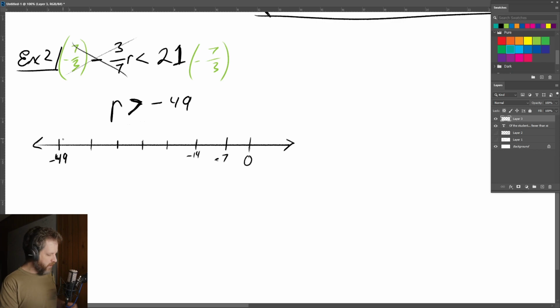So is this going to be an open or closed circle? Open. So we're going to shade to the right or to the left? The right.